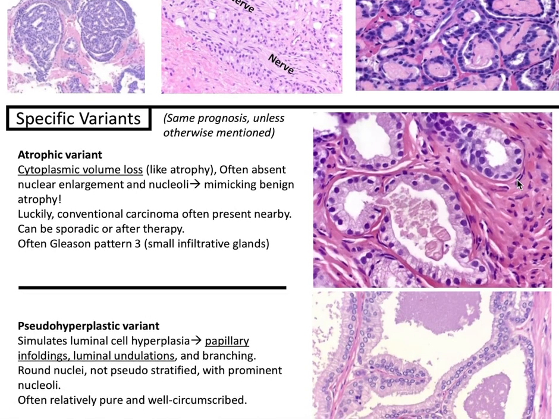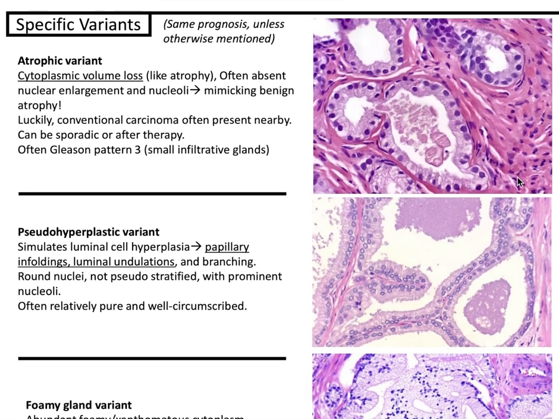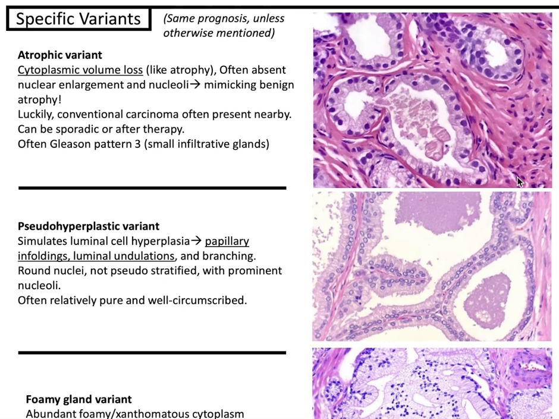Specific variants have the same prognosis unless Dr. Schaberg otherwise mentions it. So you have the atrophic variant, where you'll have cytoplasmic volume loss like atrophy. And like atrophy, often absent nuclear enlargement and nucleoli, mimicking atrophy. However, luckily, conventional carcinoma is often present nearby, and it can be sporadic or after therapy, and often Gleason pattern 3, which we'll talk about later.